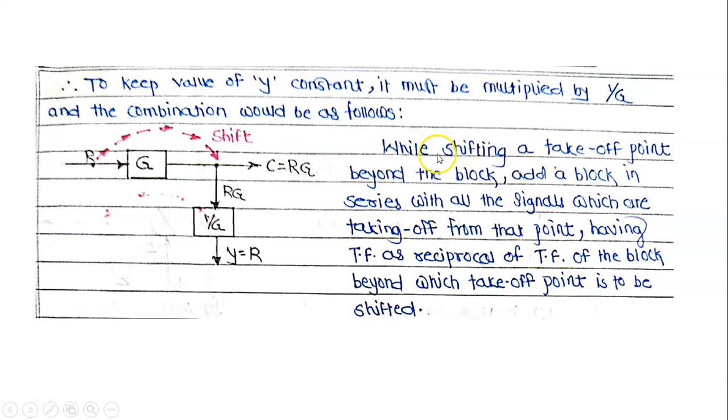Therefore while shifting a takeoff point beyond the block, add a block in series with all the signals which are taking off from that point, having a transfer function as the reciprocal of the transfer function of the block beyond which the takeoff point is to be shifted. Therefore this is rule number 7. Now next, that is the last rule, rule number 8.